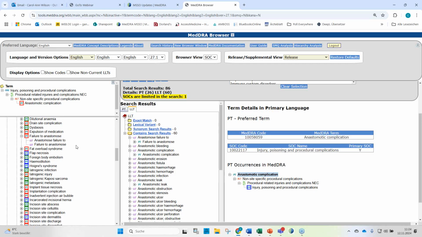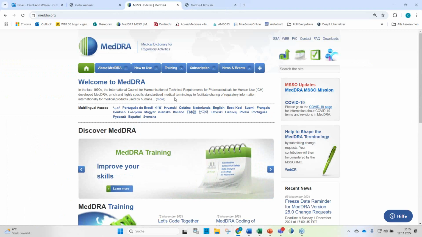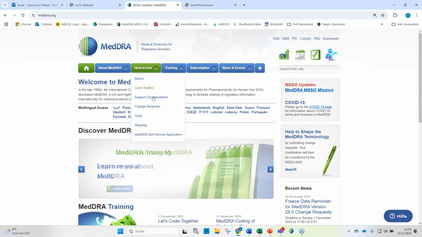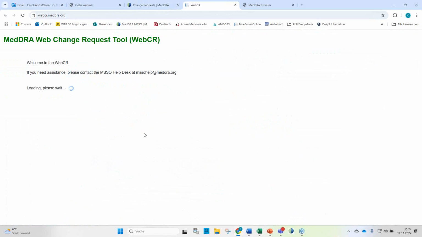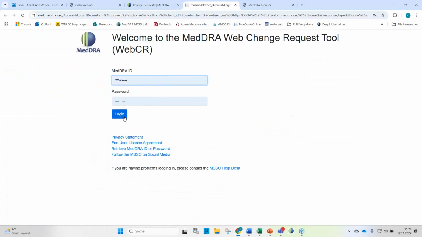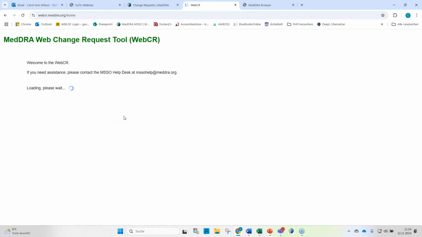So what we could do now, and I would like to show you, is to refer to the change request tool. You find it here, how to use change request, and you can directly access it by clicking on this submit change request link here, and then it will open. Of course, you will again have to log in with your ID and your password.